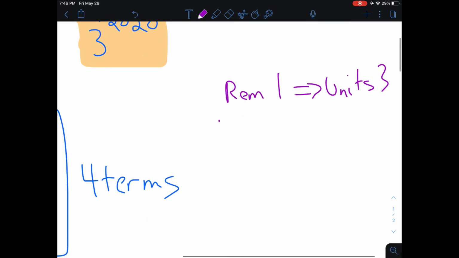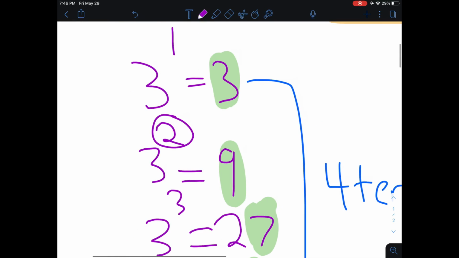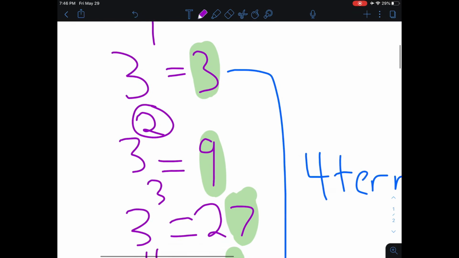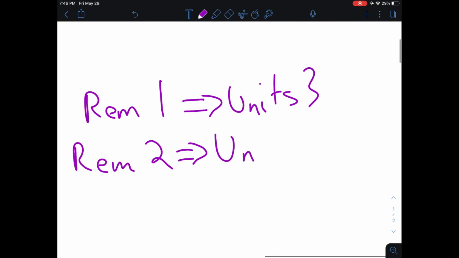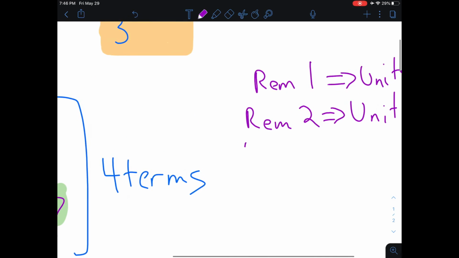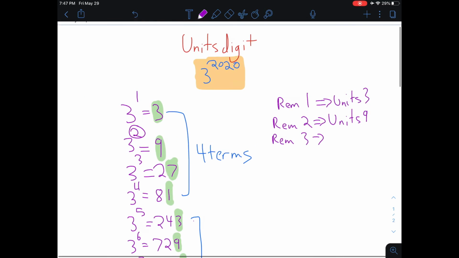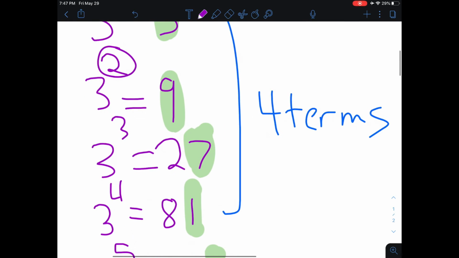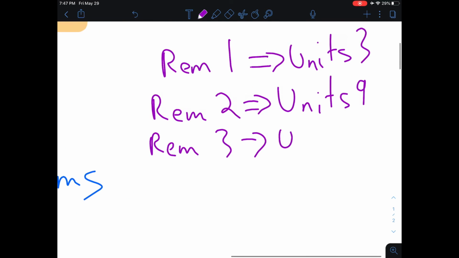Okay, so now when the remainder is 2, what does that mean? The remainder when 2 is divided by 4 is 2, and that means that the units digit is 9. So let's write that over here. And now let's see what happens when the remainder is 3. We see here that 3 divided by 4, the remainder is 3, and the units digit is 7. So that applies over here.